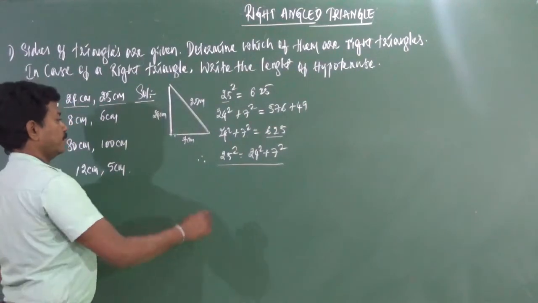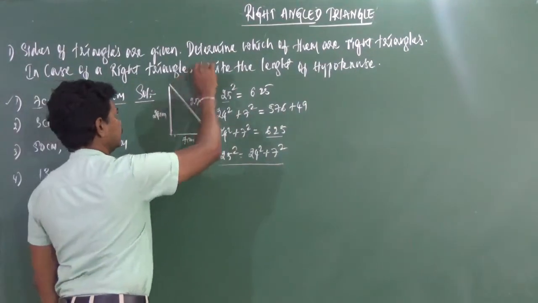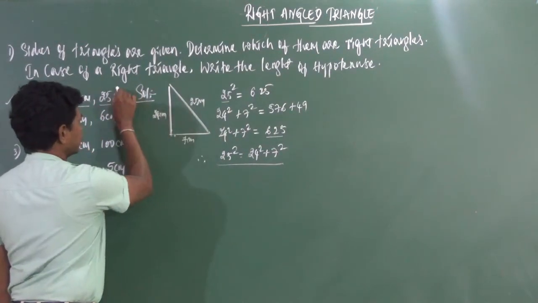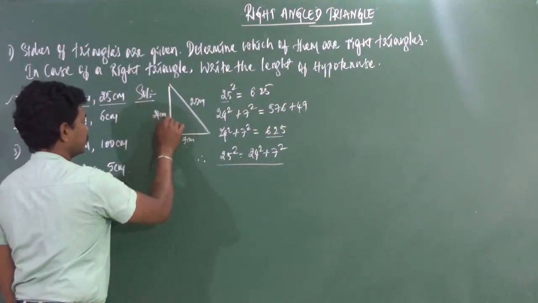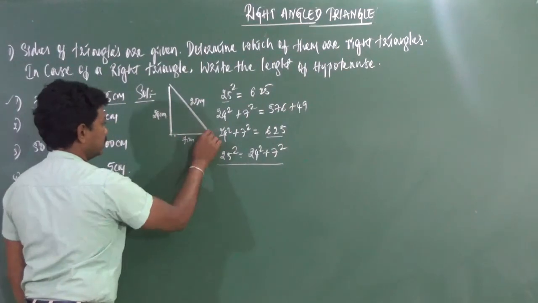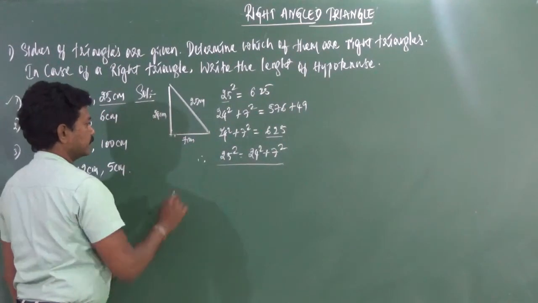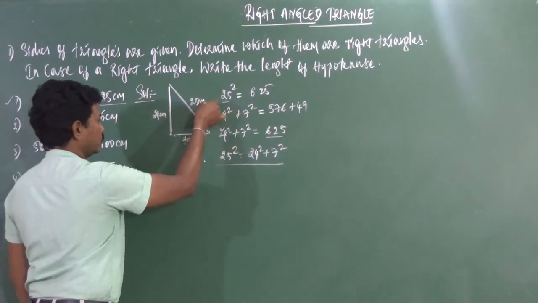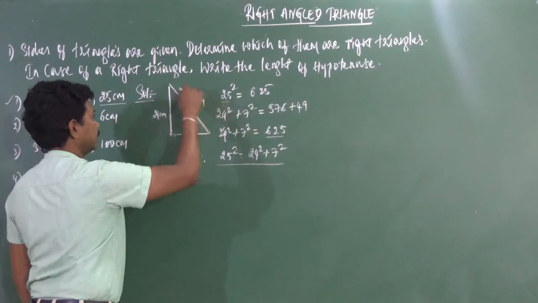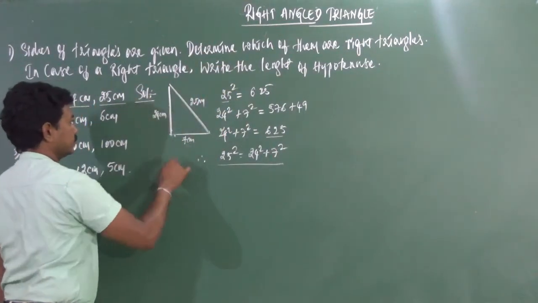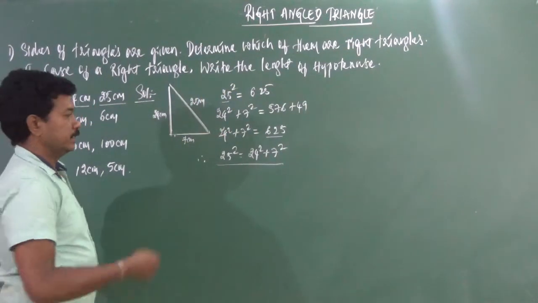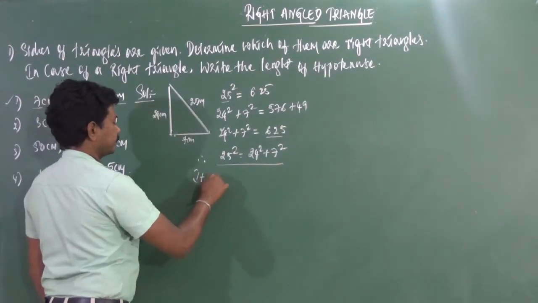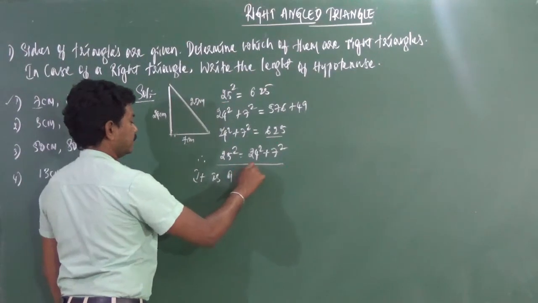That is, if you build a square on this side having side 25 centimeters, and if you build a square on this side having side 24 centimeters, and if you build a square on this side having side 7 centimeters, then the sum of the squares of these two sides will be equal to the square on the hypotenuse. That is, the square on the hypotenuse is equal to the sum of the squares on the other two sides. So that means it is a right angled triangle.